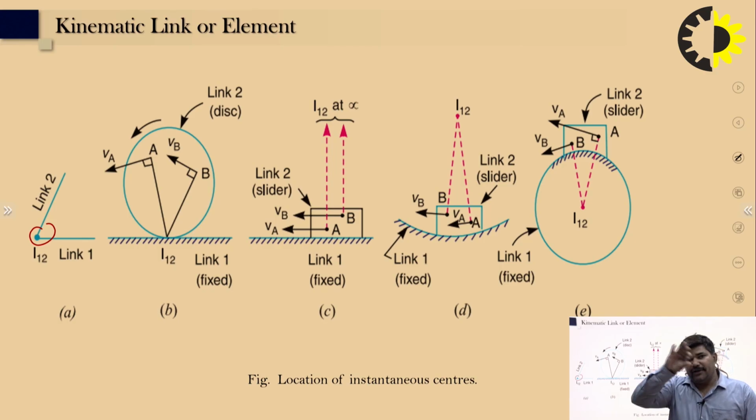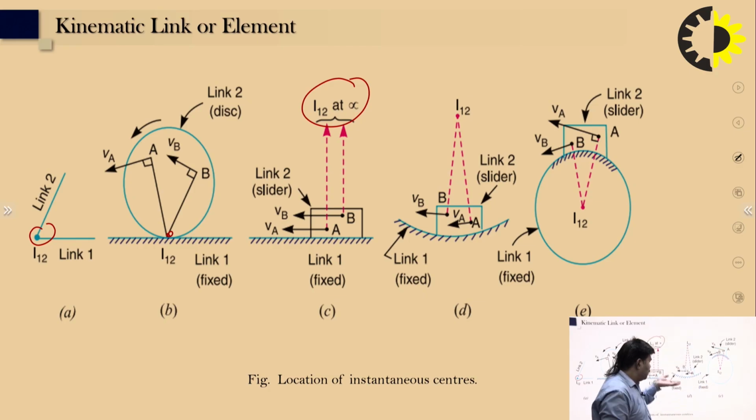Second, if any body rotates on a fixed point, then the center of the trace, we can say the point of contact, is called the instantaneous center. If any body is fixed and another body slides on it, then the instantaneous center lies on a straight line at infinity. You can see that one body is fixed and the second moves in this direction, so the instantaneous center lies at infinity. Fourth case: suppose the curved body is fixed and the slider slides on it. Then the center of curvature is the instantaneous center.